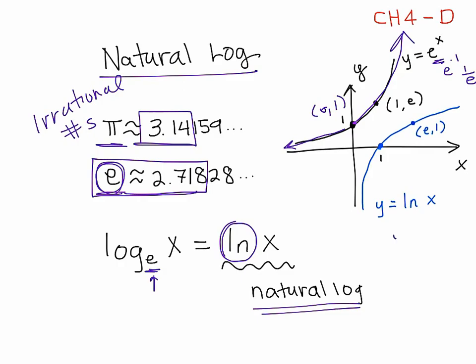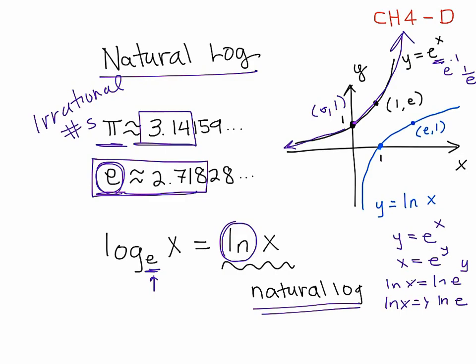So y is equal to e to the x. If I want to solve for an inverse of this function, we would switch x and y, so this becomes x is equal to e to the y. We need to solve for y, so we need to take the ln on both sides. So ln of x is equal to ln of e raised to the y. Using the laws of logs, we can say ln of x is equal to y ln of e.